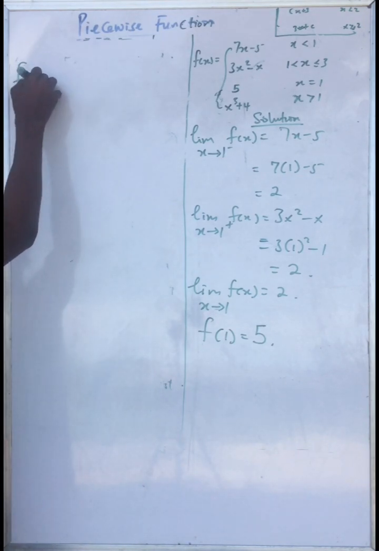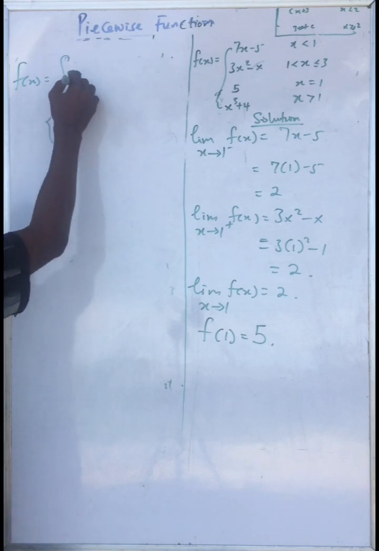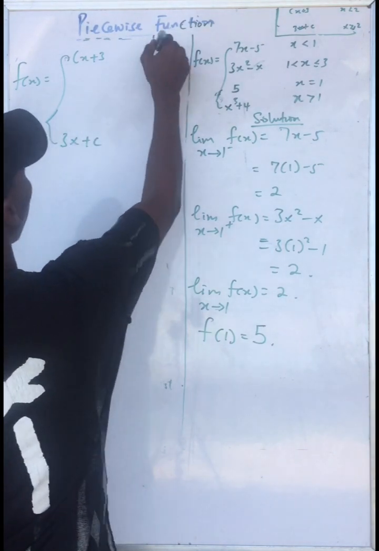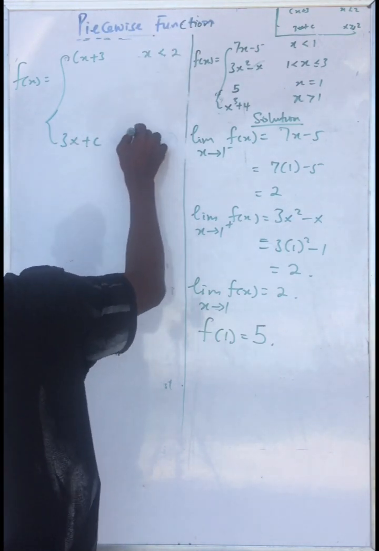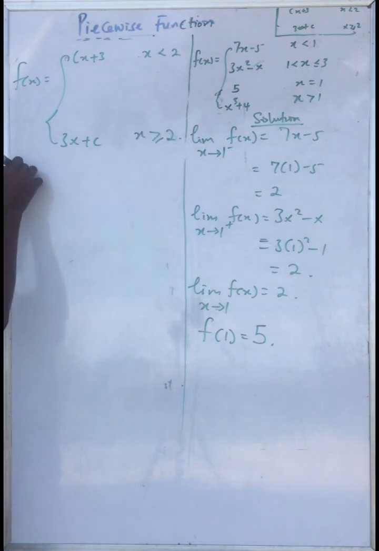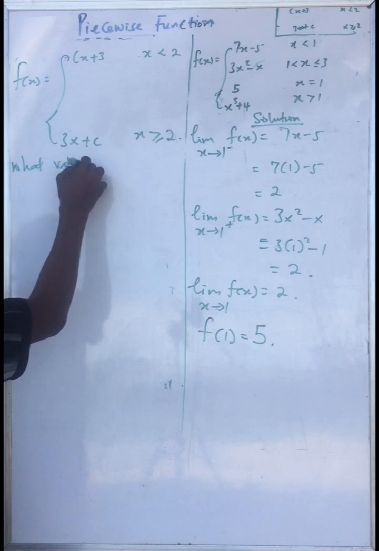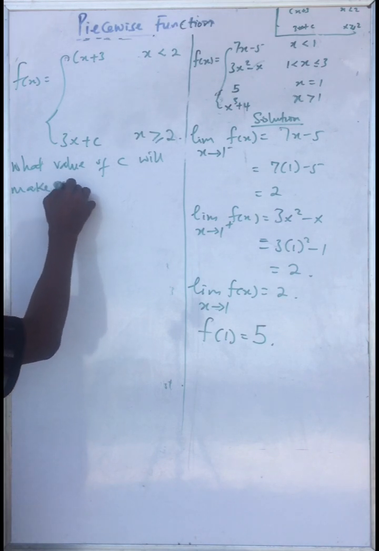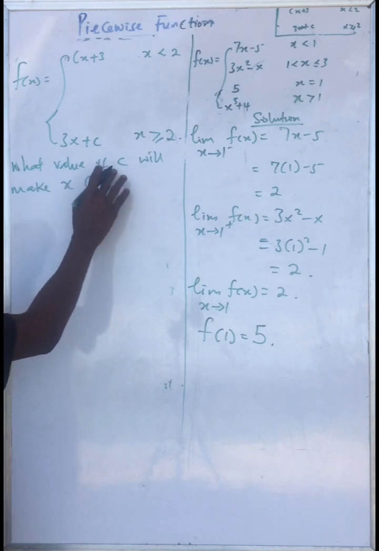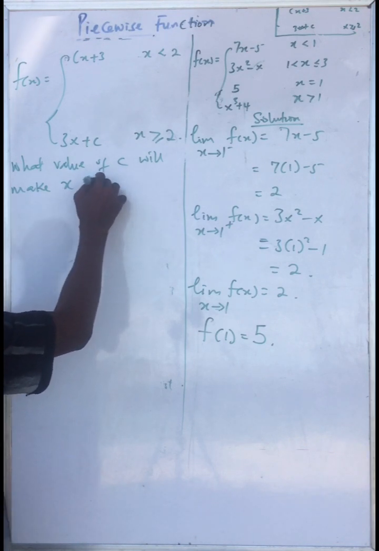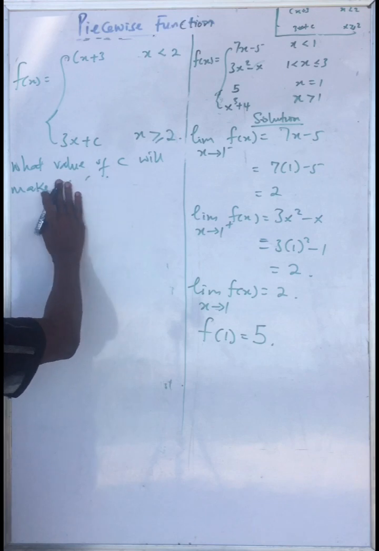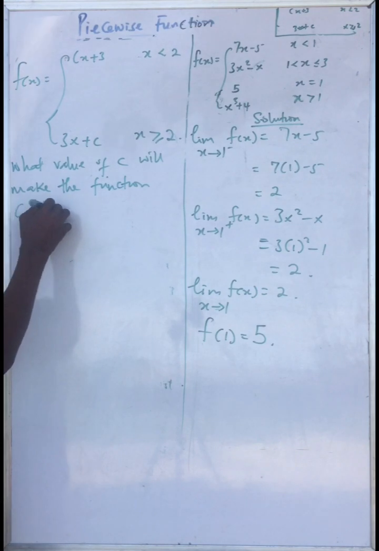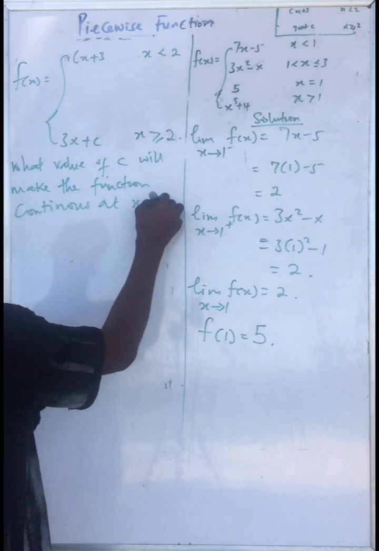Now, the last question says f of x is cx plus 3 for x less than 2, and 3x plus c for x greater than or equal to 2. So the question is, what value of c will make the function continuous at x equals 2? Solution.